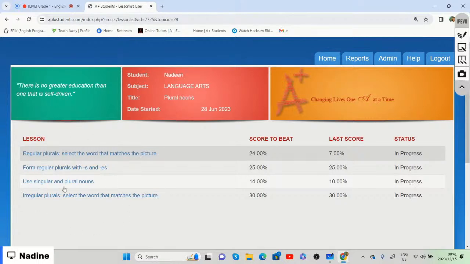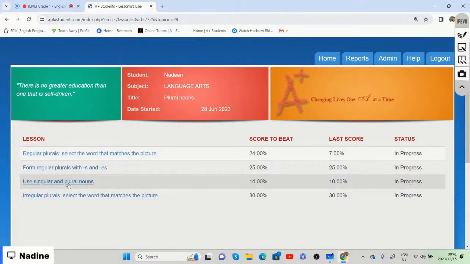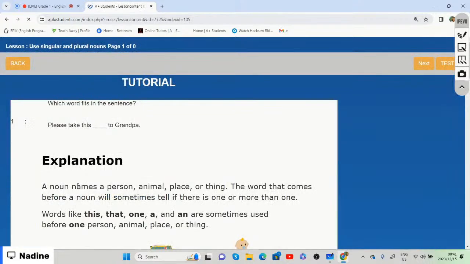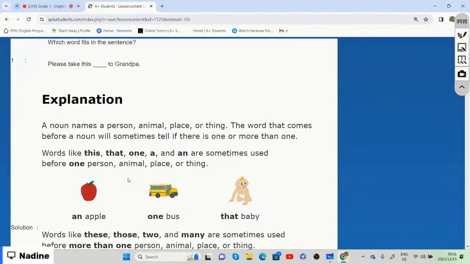All right, so now we're going to use singular and plural nouns, right? And we see that singular refers to either one animal, place, thing, or person, whereas plural refers to two or more persons, places, animals, or things, right? So a noun names a person, an animal, a place, or a thing, right?